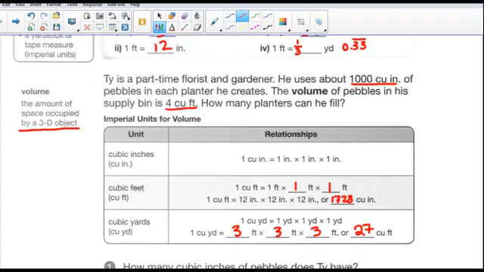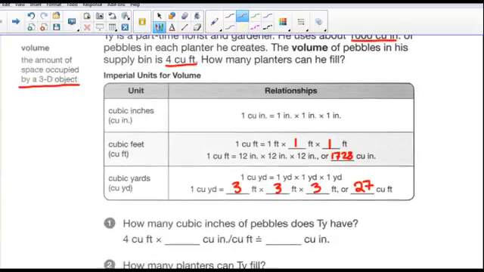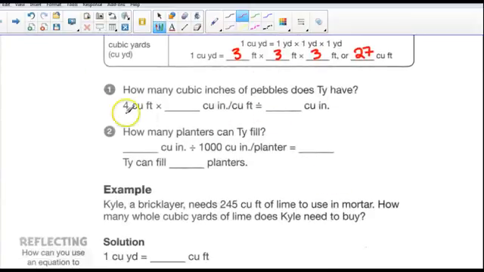Okay, so we're going to go back to the original question. He's got 4 cubic feet of small pebbles in his bin, and he wants to put 1,000 in each little planter he builds, so we want to know how many planters he can fill. How many cubic inches of pebbles does Ty have? Well, 4 cubic feet times 1,728 cubic inches per cubic foot. If we take our calculator, that gives us 6,912 cubic inches in 4 cubic feet. So how many planters can Ty fill? We take 6,912 total cubic inches, divided by 1,000 per planter, and that gives us about 6.9 planters. So if he puts a little bit less in each one, close to 1,000, he could probably fill 7 planters. Okay, and then he'd have to get another supply.